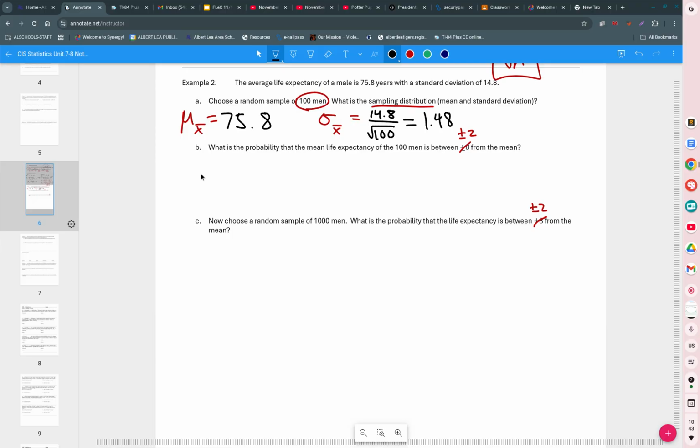Okay. So what is the probability that the mean, the average, is within plus or minus 2 of the average that we have here? It says, what is the probability that the mean life expectancy of 100 men is within plus or minus 2 of the mean? So if we take that 75.8 and we add or subtract 2 to it, we would be at 73.8 and we'd be at 77.8.